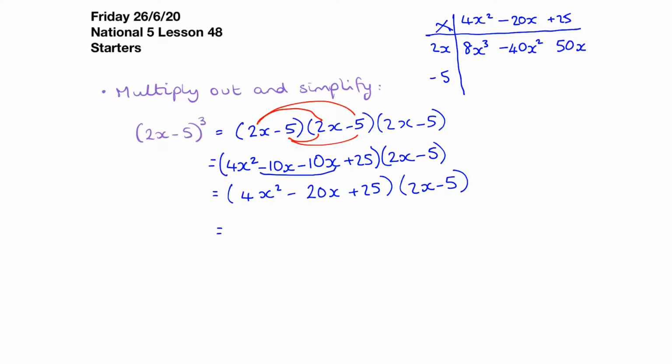And then on the bottom row, we've got 4x squared times negative 5, so that gives us negative 20x squared. Then we've got a negative 20x times negative 5, so that's positive 100x. And then we've got 25 times negative 5, that's minus 125. Okay, these ones all link together. So all together, we've got 8x cubed. Then in x squared, we've got minus 40 and minus 20, so we've got minus 60. Then we've got 50x and 100x, and they're both positive. And then minus 125 on the end. Okay, so that's that. No more simplifying required.